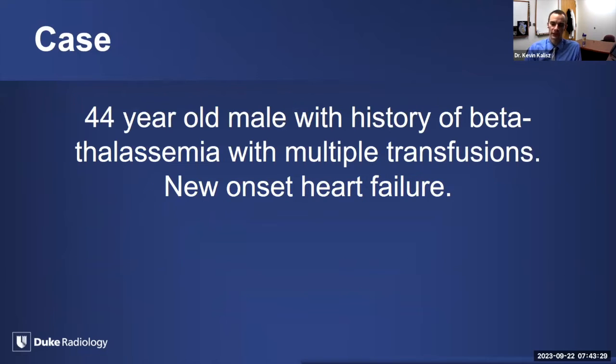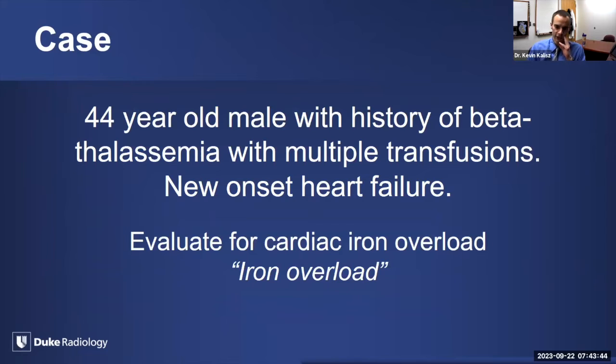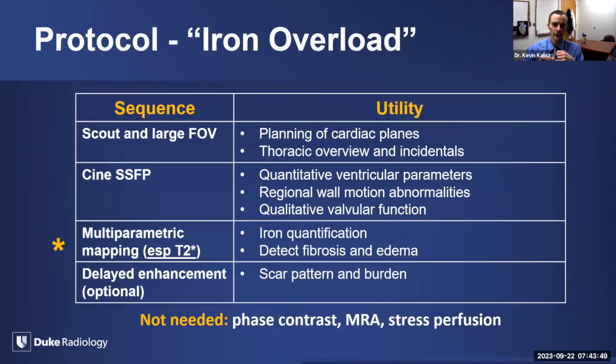Next case, 44-year-old male, history of beta thalassemia, multiple transfusions, new onset heart failure. For patients who are transfusion dependent, typically beta thalassemia, though here in the States we see a lot of sickle cell disease, iron overload cardiomyopathy is a particular concern. The iron overload protocol is unique. We get SSFP images to evaluate function, but if you're going to do only one thing on your exam, it's T2 star mapping, and that's how we quantify and assess actual iron overload.